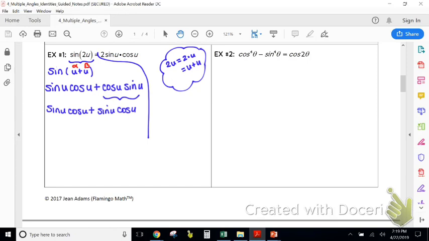Now I know that's a little confusing with all the sines and cosines, but think about it like this. If I let sine be x and cosine be y, I have xy plus I have another xy. What's xy plus xy? 2xy, right? So I have sine cosine plus sine cosine. What do I have? 2 sine cosine. So 2 sine of u, cosine of u. And wait, that's what we were after, isn't it? So it equals 2 sine of u, cosine of u.